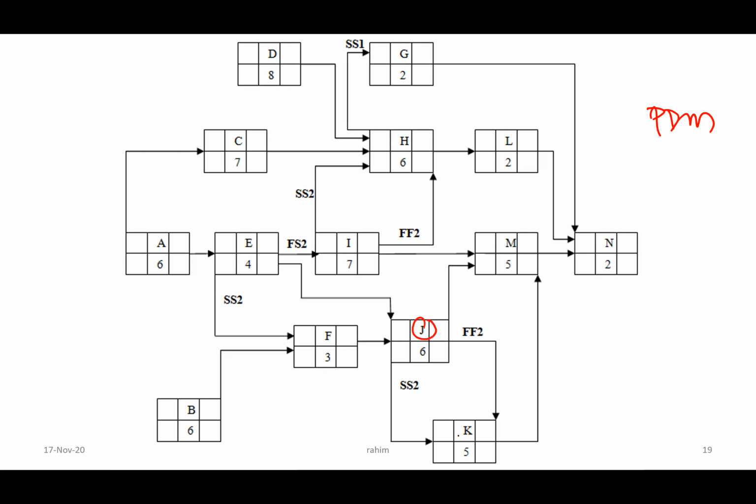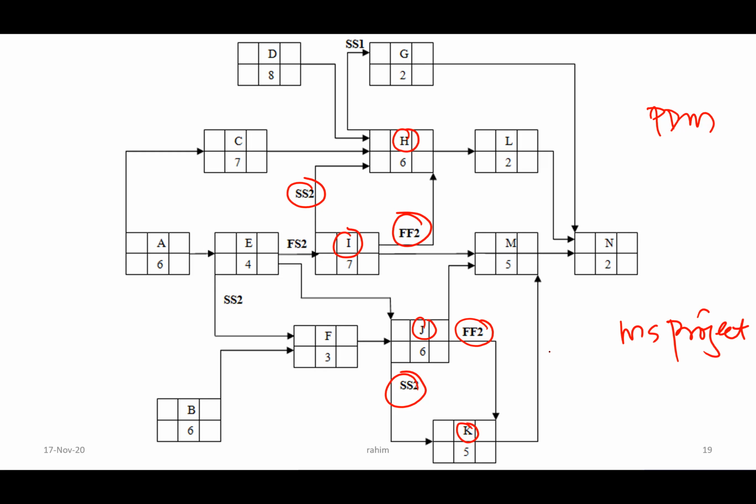J and K, they have two relationships, finish to finish and start to start, going into the same activity. Similarly, for I and J, start to start and finish to finish. And then how are you going to evaluate? If you use MS Project, it won't allow this type of relationship. This is what we call redundant.